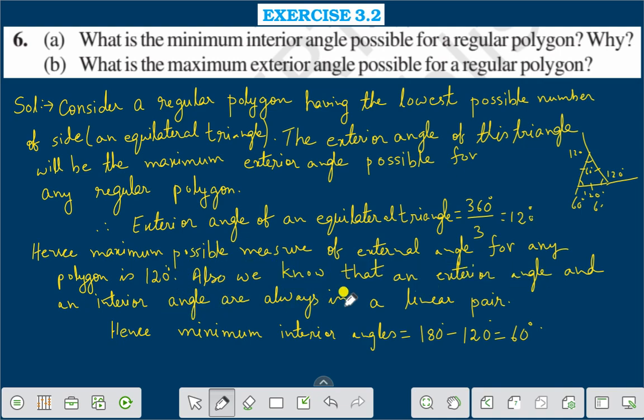Also, we know that an exterior angle and interior angle are always in a linear pair. Hence, the minimum interior angle is equal to 180 minus 120, that is 60 degree.